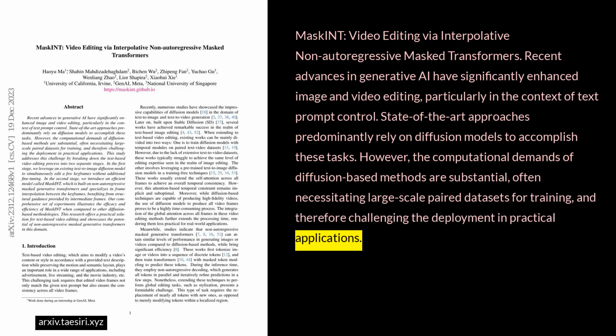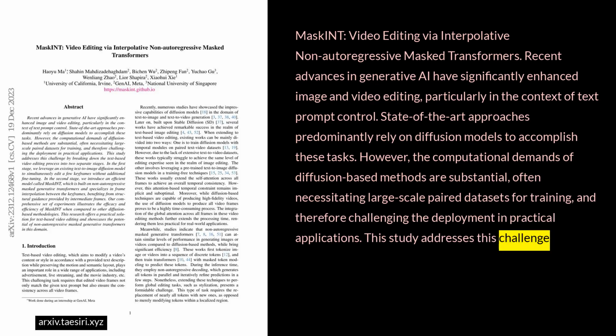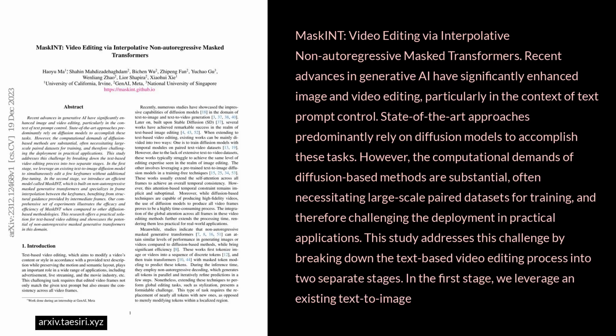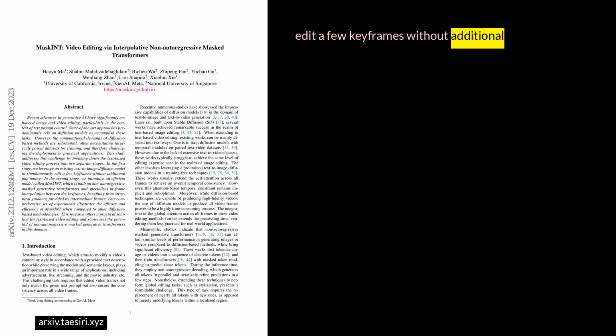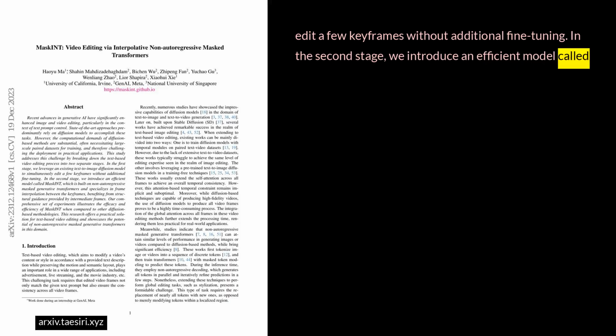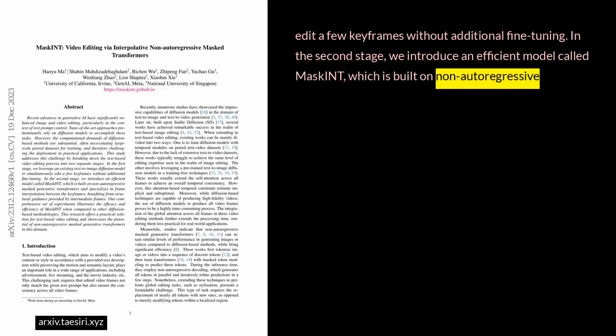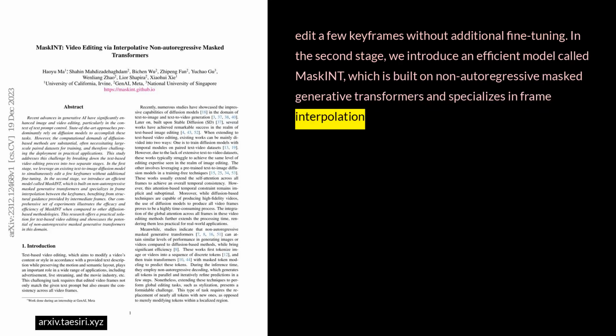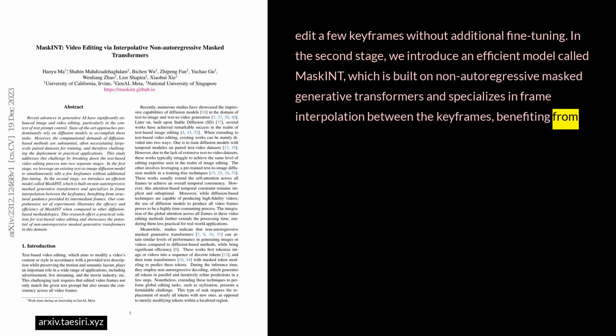deployment in practical applications. This study addresses this challenge by breaking down the text-based video editing process into two separate stages. In the first stage, we leverage an existing text-to-image diffusion model to simultaneously edit a few keyframes without additional fine-tuning. In the second stage, we introduce an efficient model called MaskINT, which is built on non-autoregressive masked generative transformers and specializes in frame interpolation between the keyframes, benefiting from structural guidance provided by intermediate frames.